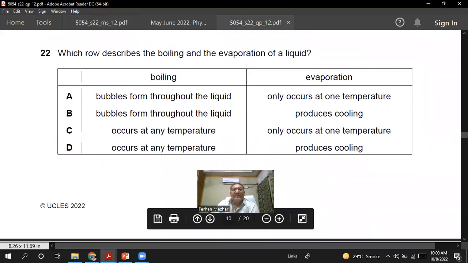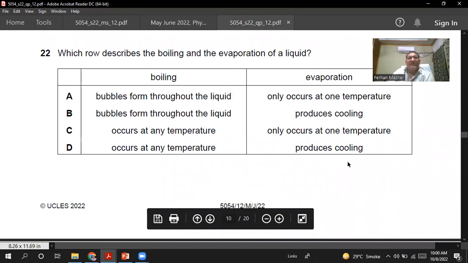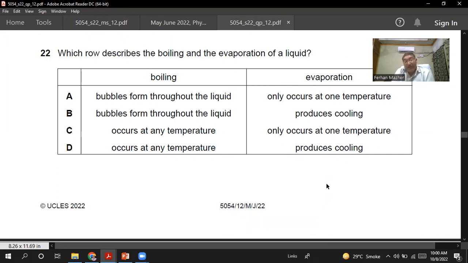The next question is coming up on your screen. Which row describes the boiling and evaporation of a liquid? Boiling: bubbles form throughout the liquid, only occurs at one temperature. For evaporation, it does not happen at one temperature. Bubbles form throughout the liquid, that is true. Produces cooling, that is true.